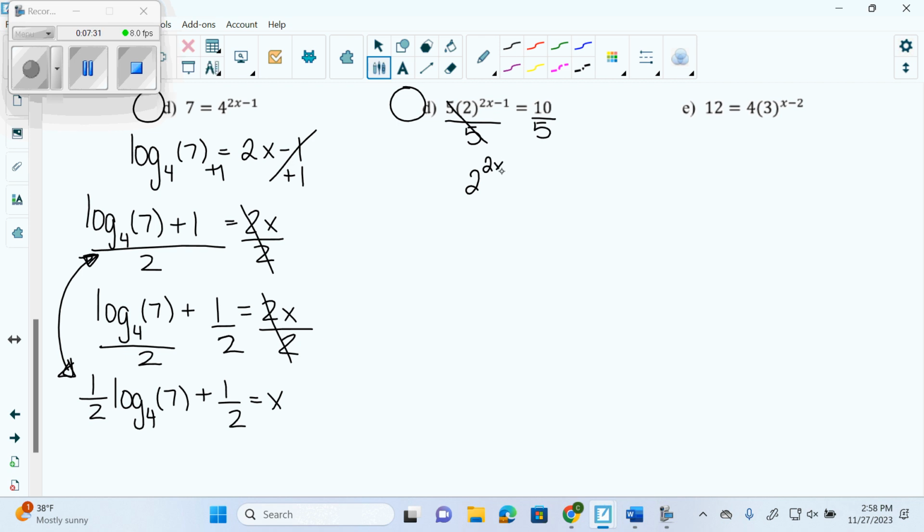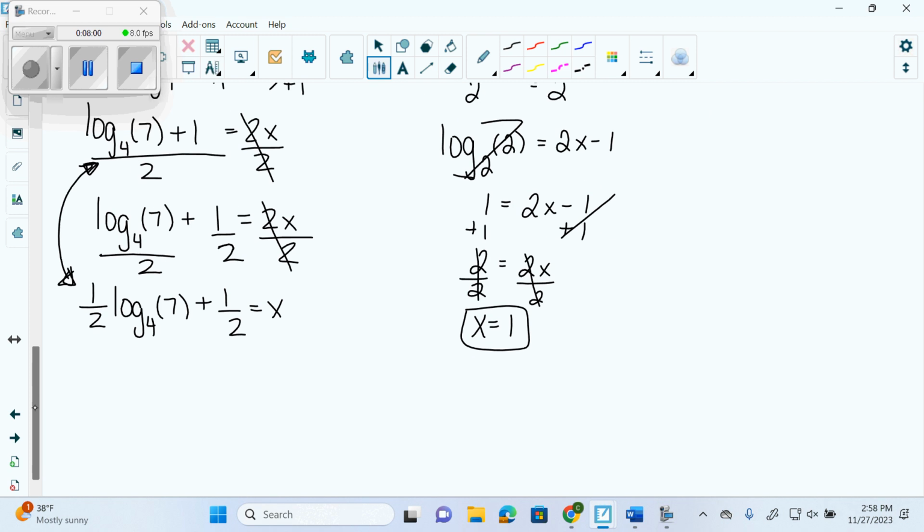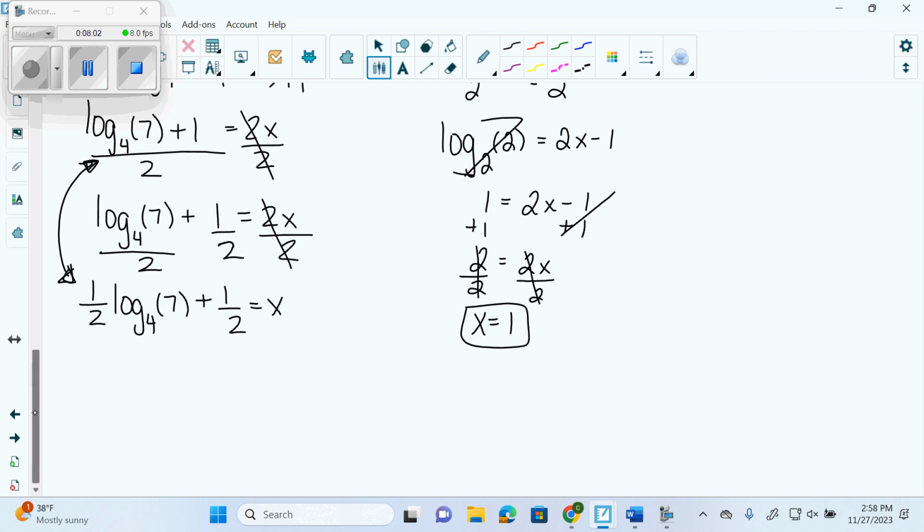So we get 2 to the 2x minus 1 equals 2. We could do common base here and make that be a 1. Or we could convert. Log base 2 of 2 equals 2x minus 1. Log base 2 of 2 is actually 1. So I get 1 equals 2x minus 1. Add 1. 2 equals 2x. Divide by 2. x equals 1. All right. Then we're going to flip over.